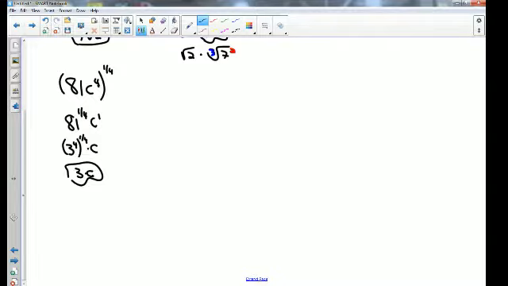Okay, here's a couple strategies that you can use to simplify really nasty exponents.